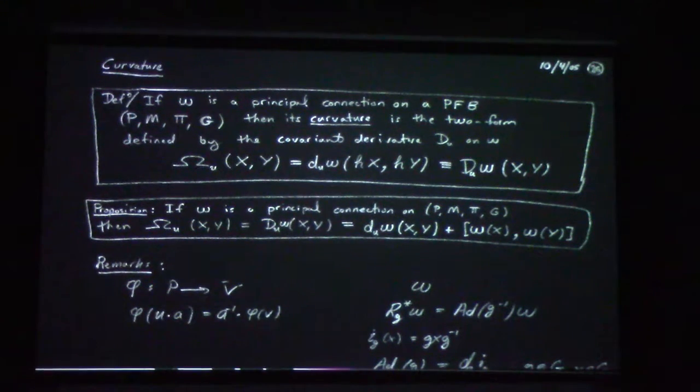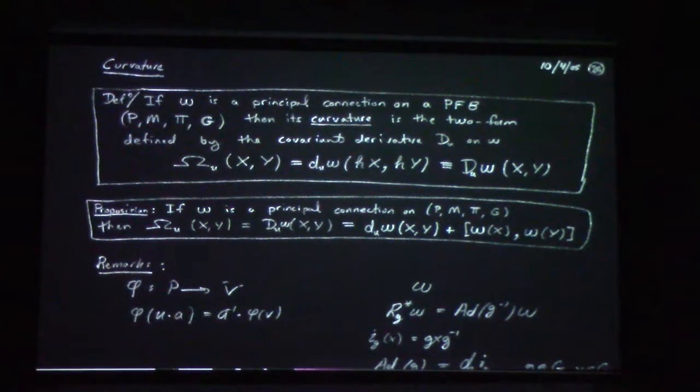Next up, the curvature of the connection. What is that? Well, if you take the connection one form, omega, and you take its exterior derivative, and you evaluate that at the horizontal parts of the vectors x and y, this is by definition the curvature 2 form at the point u acting on x, y. And that's also the covariant derivative of the connection 1 form by definition.